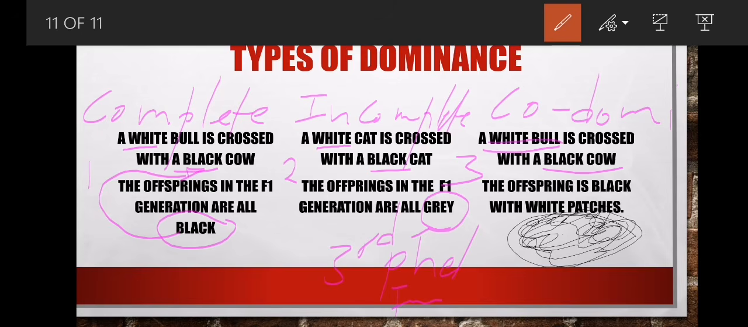Co, we can even take it from contribution. They both contribute on the phenotype of the offspring. Hence we say it's black and white. And then remember that we say sometimes it's wrong.